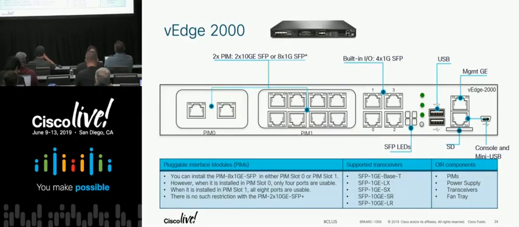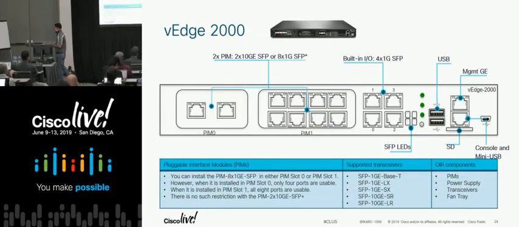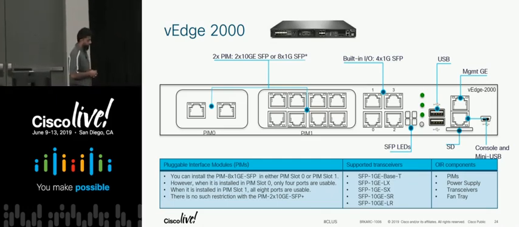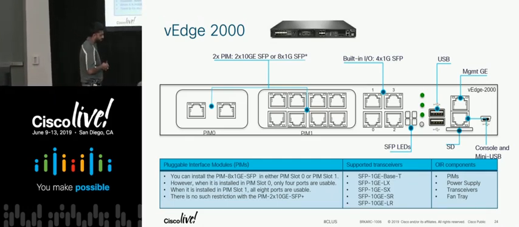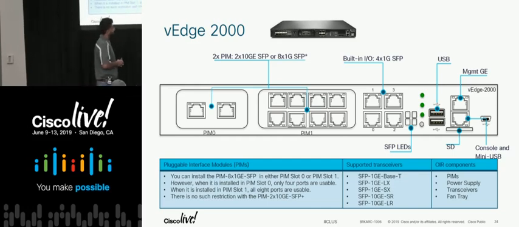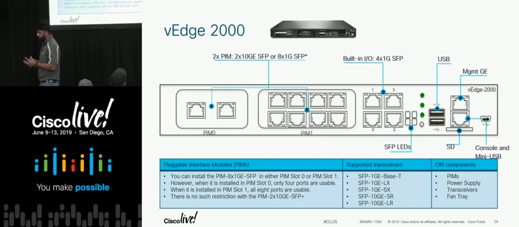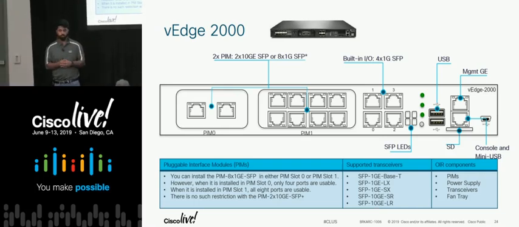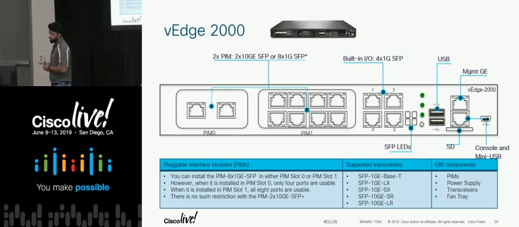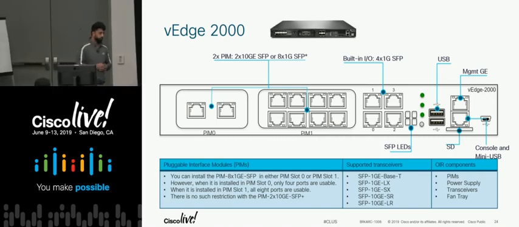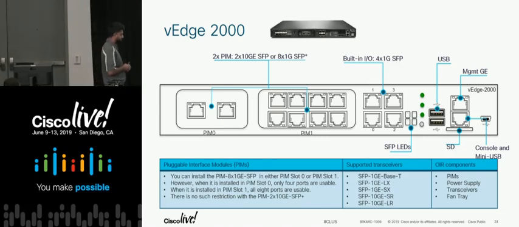The vEdge 2000 comes with 4 inbuilt 1 gig SFP ports, and there are the 2 PIM slots. The PIM slot 0, whenever it is installed with 8 into 1 gig SFPs, only 4 ports are available. Just for information, it's there in your table also for your reference. And there is no restriction as such for the PIM 1. The system is rated as 10 gig AES 256 throughput.